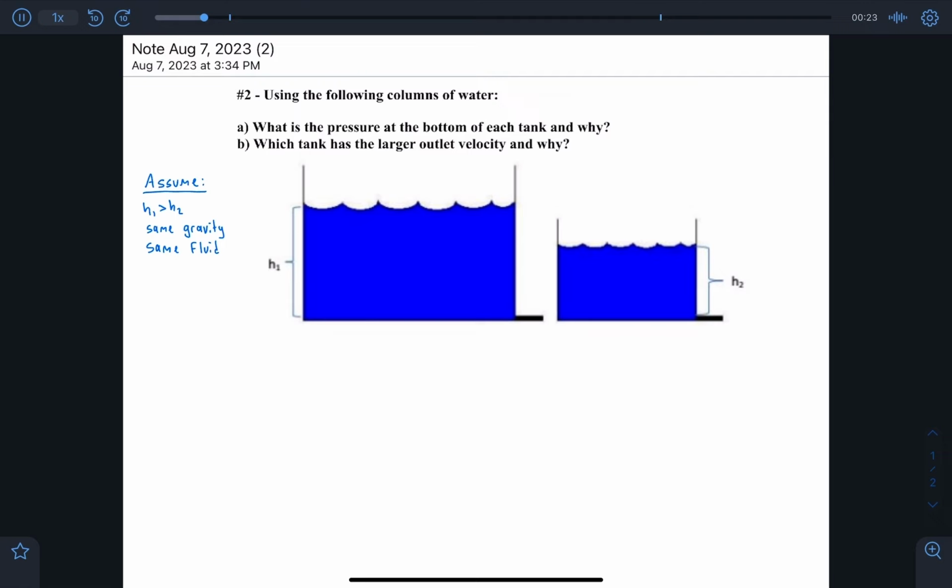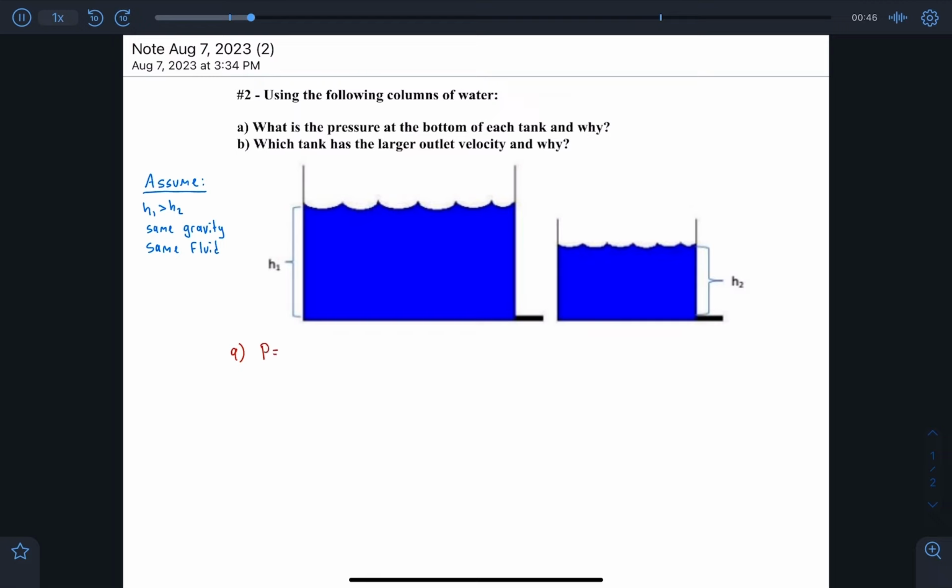complete answer here. Some assumptions we're going to make is that, from the diagram we can pretty clearly see that H1 is greater than H2. We're going to assume that each of the tanks have the same fluid and have the same value of gravity acting on them. If you remember from fluids, we already have an equation given to us that explains what the pressure is in a body of water given the height.